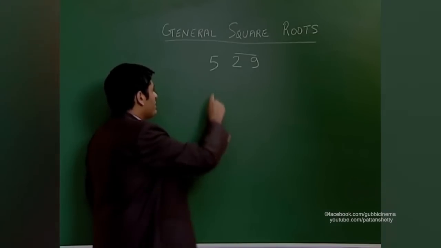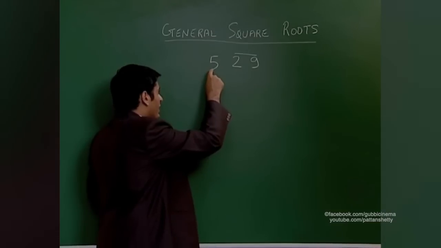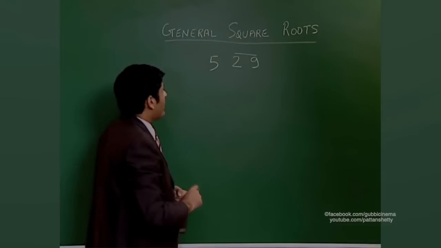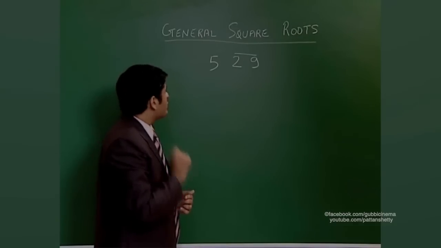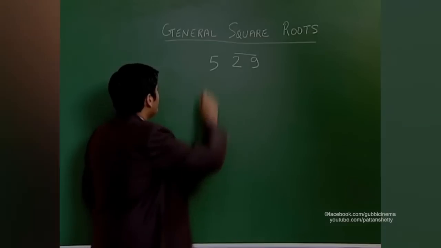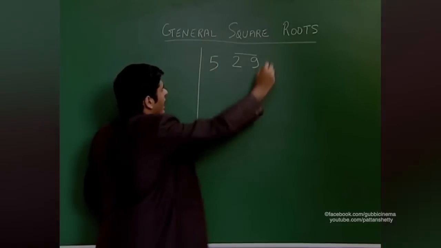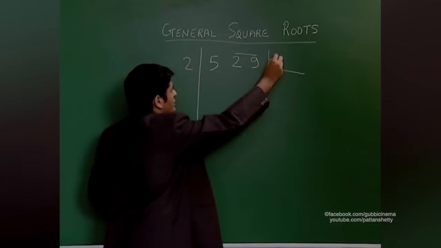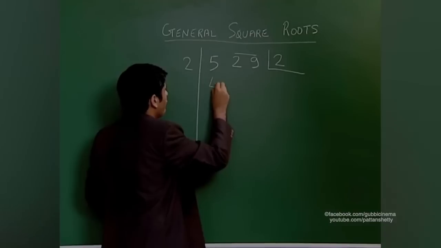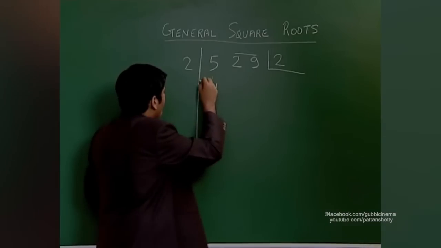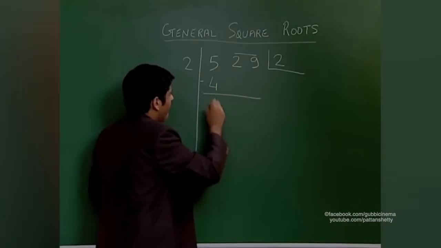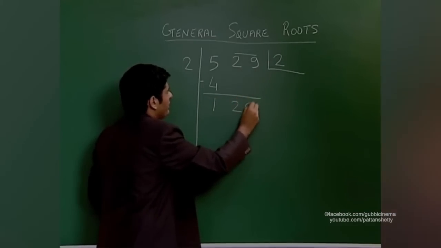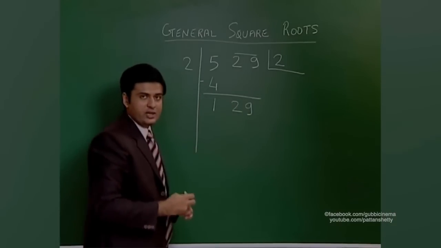Ask yourself, which is the square immediately smaller to 5? 1 square is 1, 2 square is 4. 4 is immediately smaller than 5. So let me do this. I will divide as we normally do. 2 square. 2 2s is 4. Now 5 minus 4 is 1. And then I bring this whole group down. 29 comes down as 29.